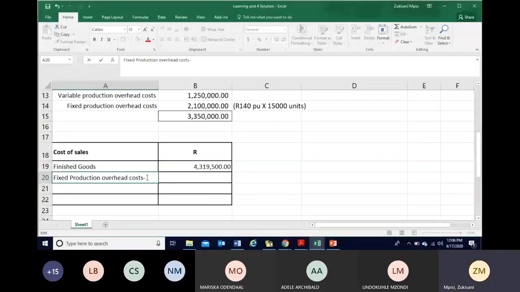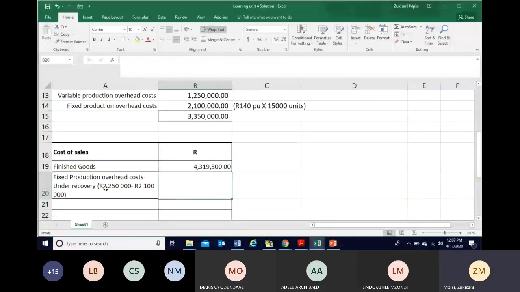This is the under recovery, and this comes from saying 2,250,000, which we are given there, minus what we have calculated, 2,100,000. So what does under recovery mean? This is something that I just want to quickly help you by reading from a textbook, so that you are able to determine the two things, being the under recovery and the over recovery.